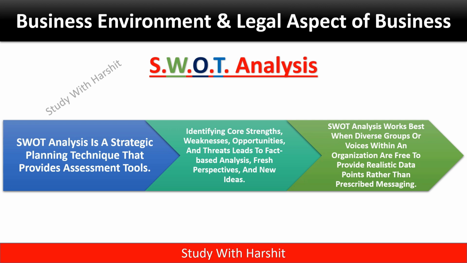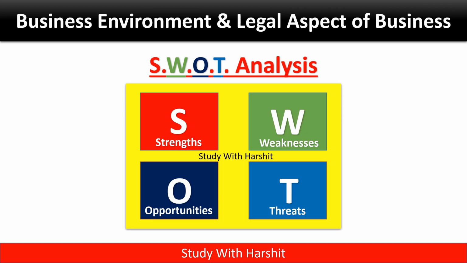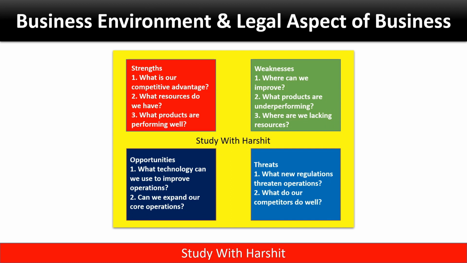SWOT analysis works best when a diverse group of voices within an organization are free to provide realistic data points rather than perceived messaging. Here is the diagram of SWOT analysis. S stands for strength, W stands for weakness, O stands for opportunities, and T is for threats. Strength, weakness, opportunities, threats. Now let's discuss in detail.